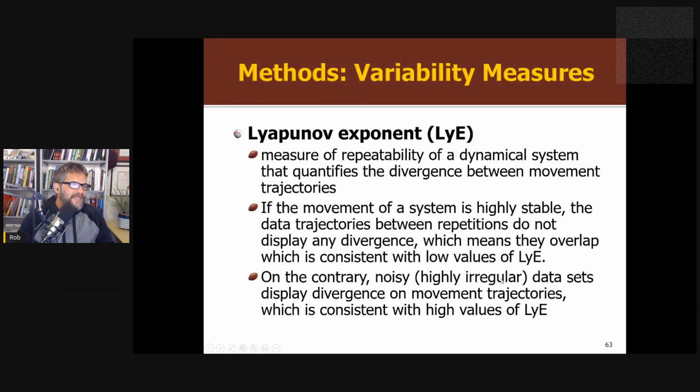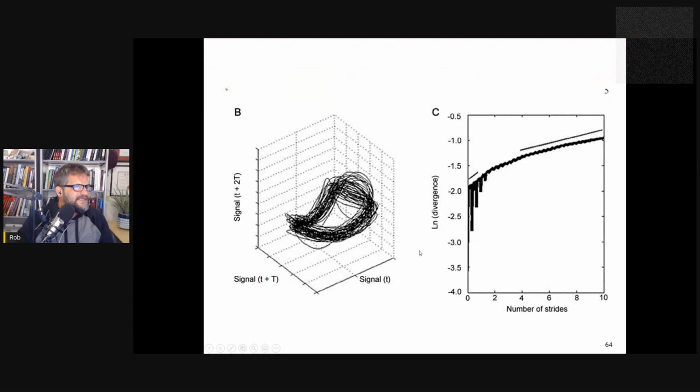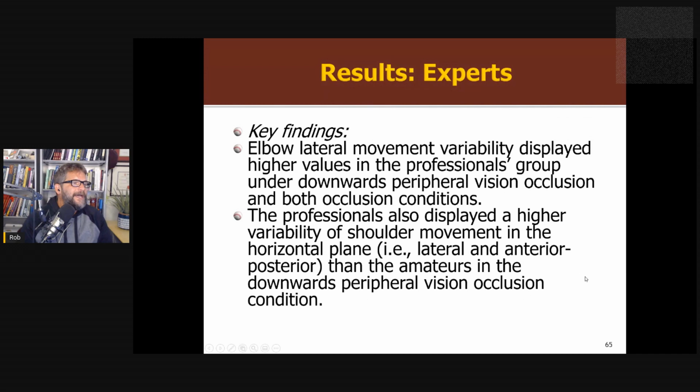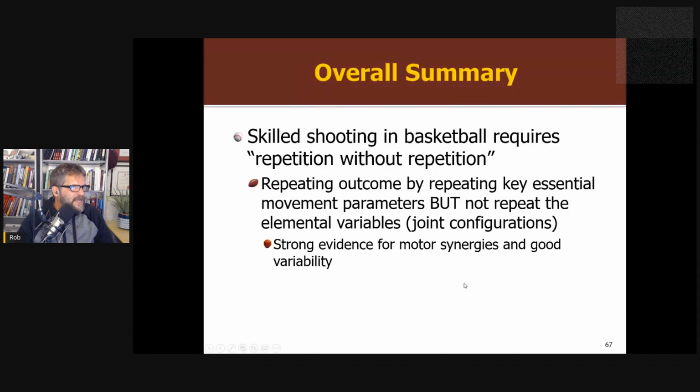They used a measure to assess variability called a Lyapunov exponent. They were looking at how stable the movement is. What they found was that experts, when you added these constraints, handled this by increasing the variability. In particular, experts seemed to show variability in the shoulder movements. So experts were better at responding to these changes in constraints. They were better at adapting because they could use different movement solutions and had more movement variability.